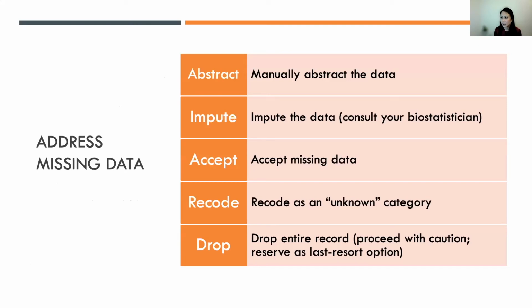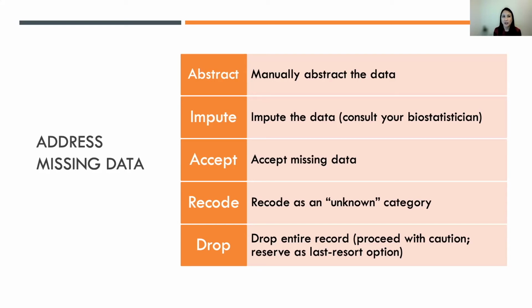The last thing is how to address missing data. When you're visualizing your data, or when you run the frequencies table on a variable, you might be able to tell how many records are missing that variable. In that case, there are various options on how you want to proceed. It depends on what the variable is. If it's something really important, like maybe it's your primary exposure of interest, you probably want to go back and manually abstract that data from the EMR, for example, and that's the first option.